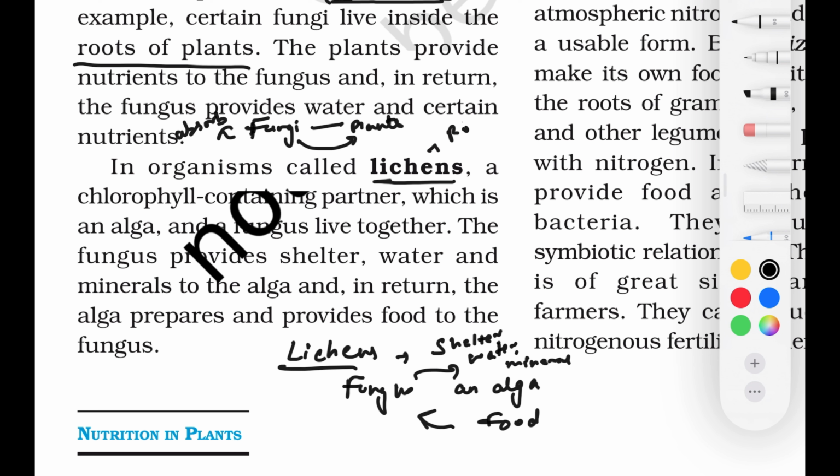These lichens can grow on rocks, tree barks and walls, and they are often the first organisms to grow in very harsh places. Their presence tells us about clean air because lichens cannot grow in polluted areas.